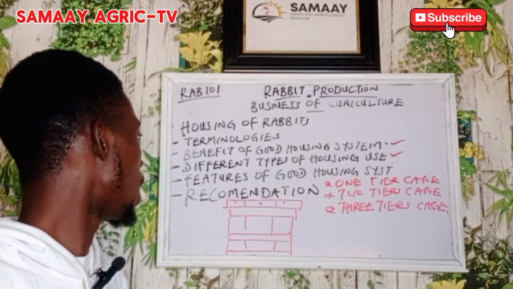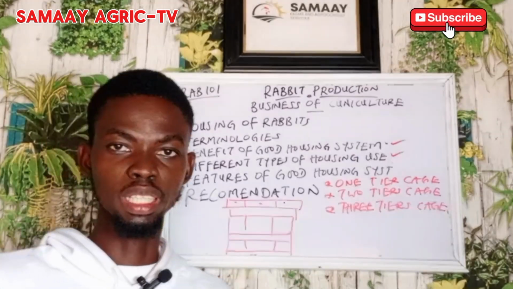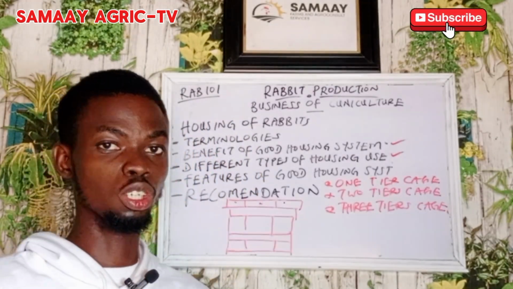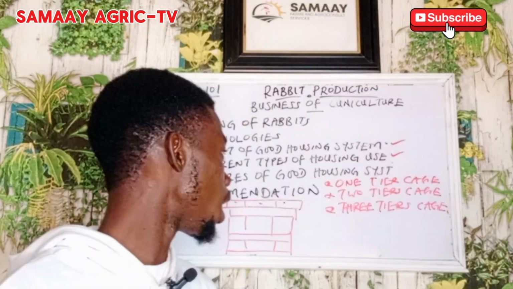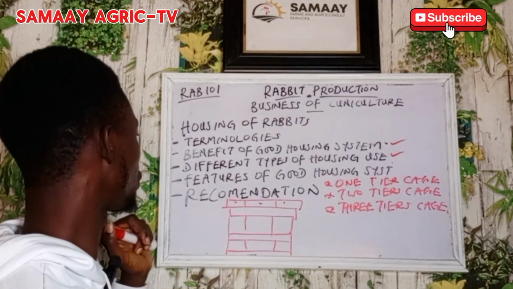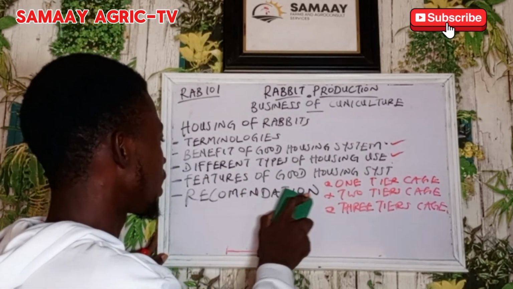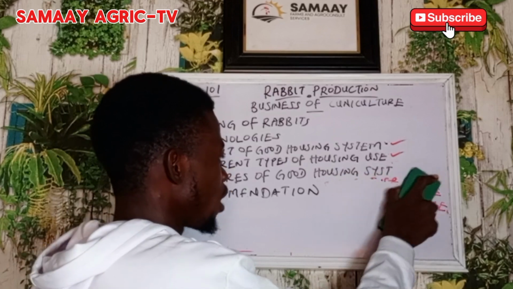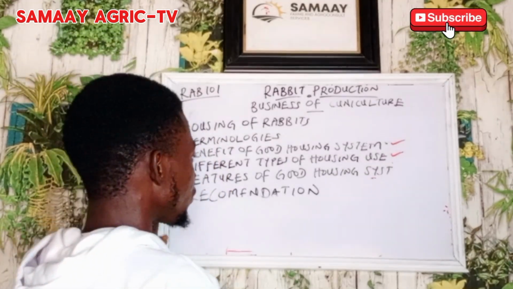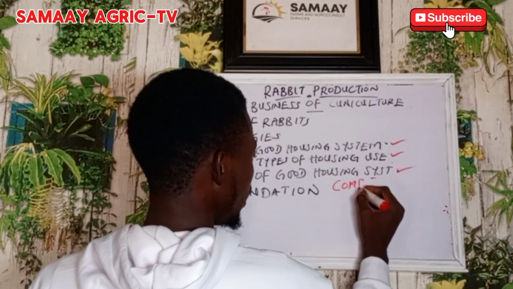And when we talk about the housing system, it must be wide enough to accommodate the rabbit, and also for comfort. I always emphasize that your rabbit must be comfortable when you are considering their housing structures. And when we look at the features of a good housing system, number one, I will emphasize, is that it must be comfortable. The features of a good housing system: comfort is key.